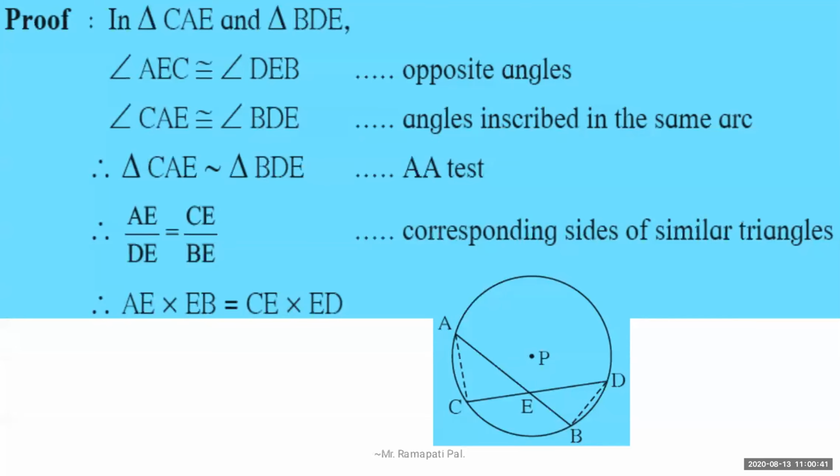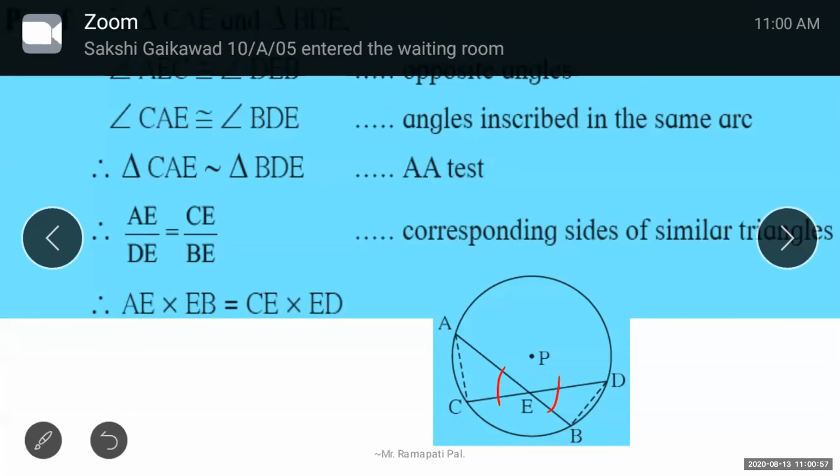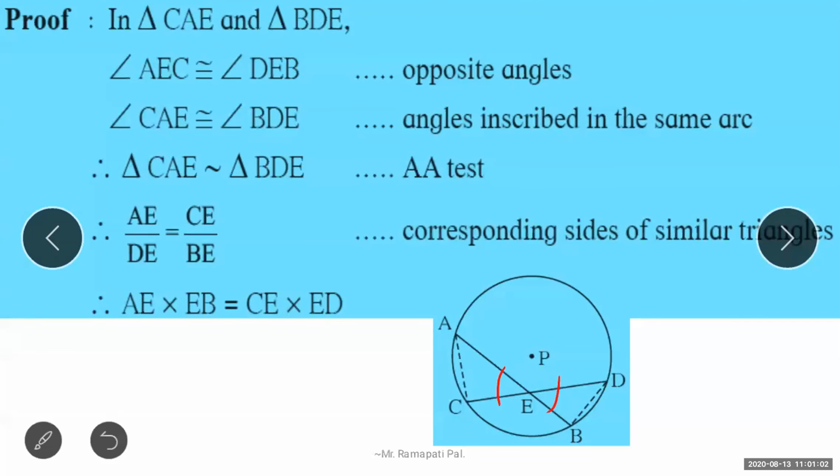In that, angle AEC is equal to angle DEB. You are seeing properly, because these are opposite angles, here and here. So angle AEC is congruent to angle DEB. Reason is vertically opposite angles. Angle CAE, see properly, angle CAE is congruent to angle BDE. You can see here angle BDE. Reason is angles inscribed in the same arc. We have seen this reason. So both the triangles are similar by the AA test.